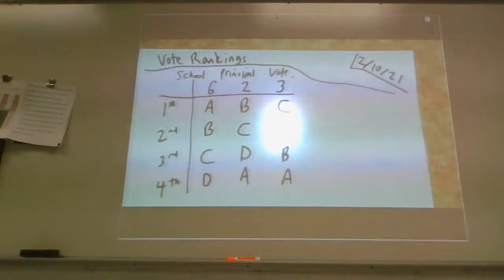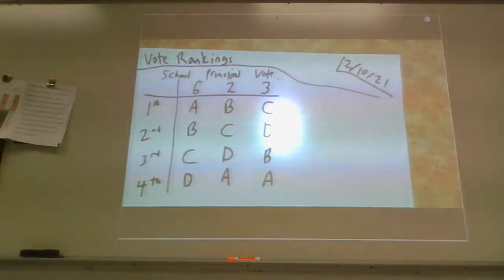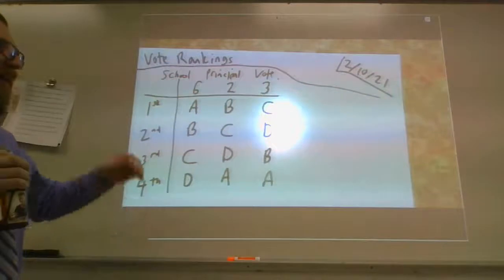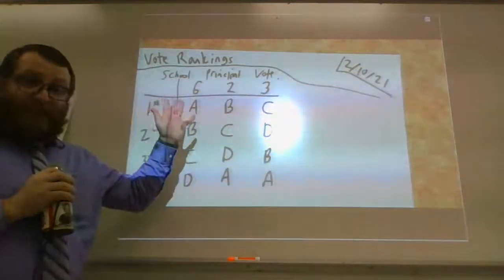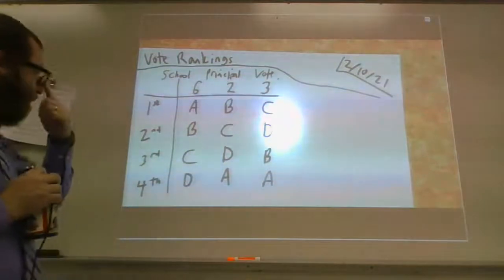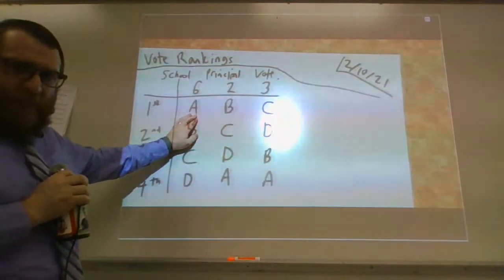Now, one thing to note right off the bat is plurality is very easy to determine the winner. Obviously, I would like to do a ranking system so we can figure out who finished first, who finished second, that kind of thing. But candidate A clearly won plurality.